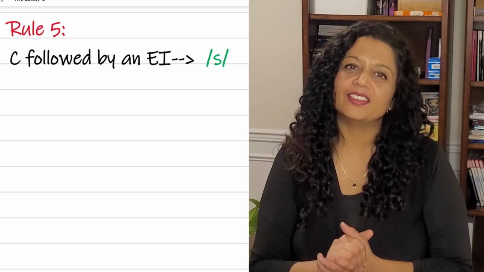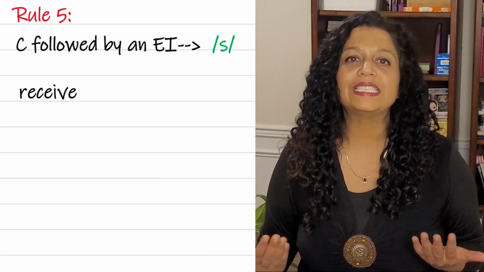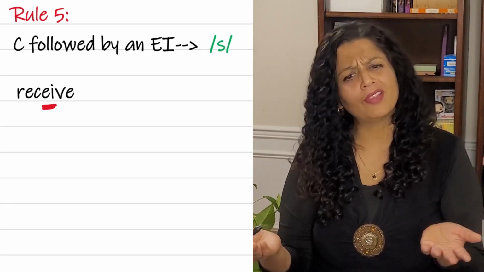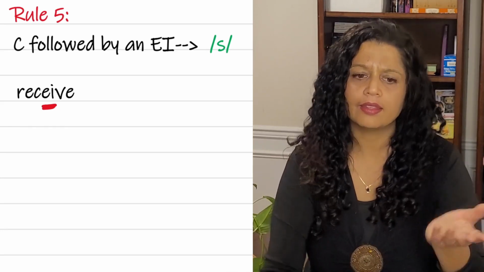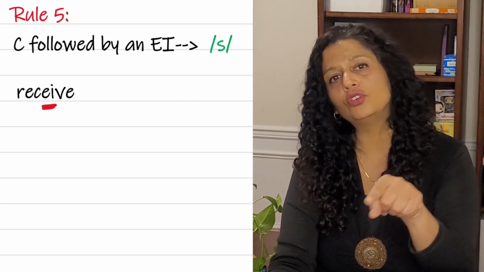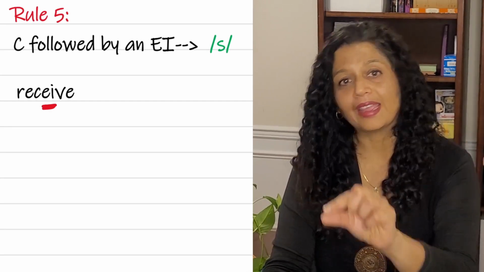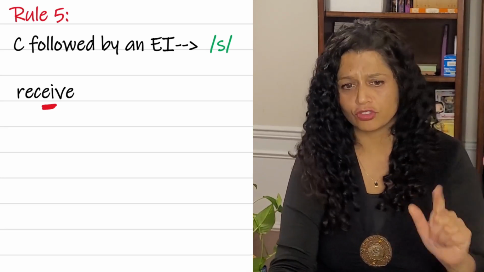Rule number 5, this is the second scenario or the second context in which the letter C makes the S sound, and that is if it is followed by the letters E and I, like the word receive. But you will say, well, that's basically the same rule as it being followed by an E, because in this combination, the C is followed by an E. Yes, that is true, but you will realize why I separated this out in just a minute when we look at the last rule. Okay, so just bear with me.